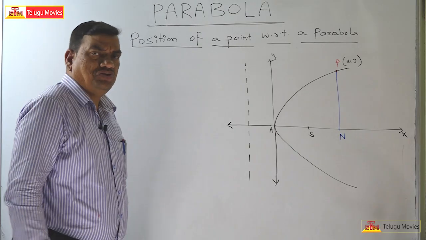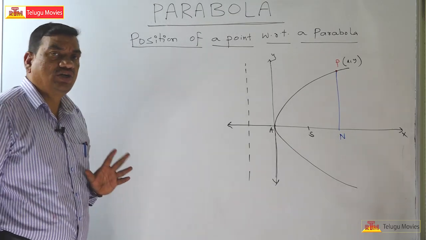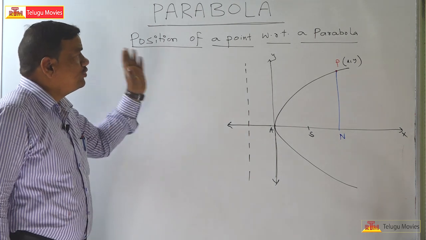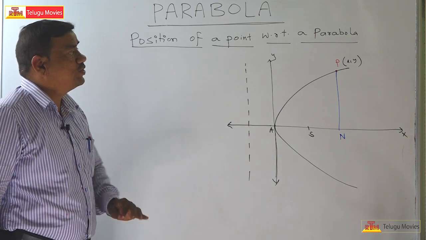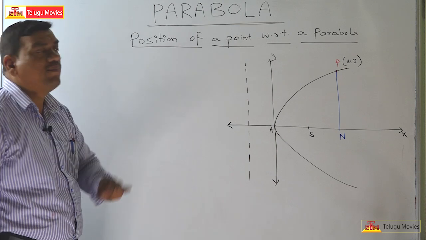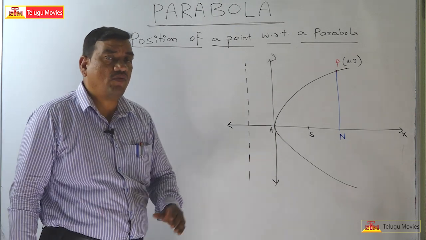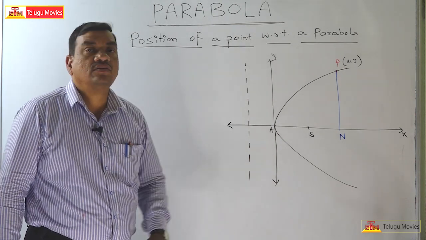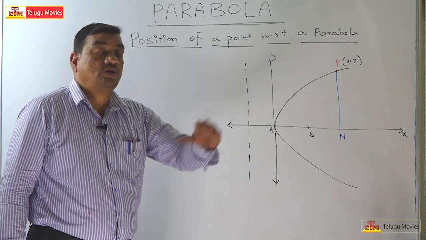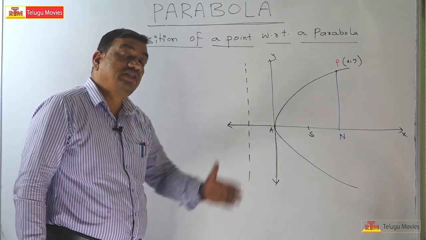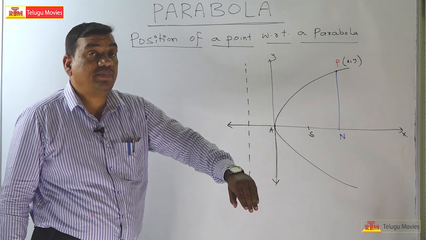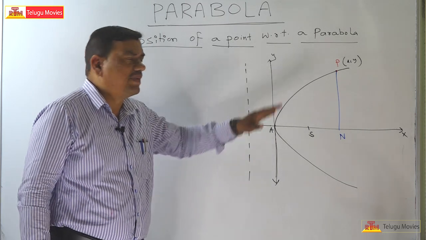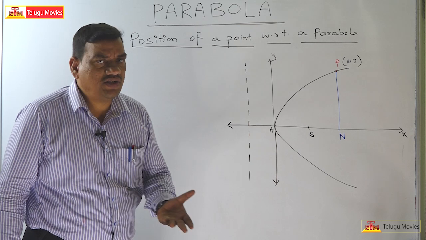Welcome back. This is a very easy concept that I am going to explain: the position of a point with respect to a parabola. Given any point x1, y1, how do we decide, without drawing the graph, whether it lies in the interior of the parabola, the exterior of the parabola, or on the parabola? On the parabola is a very clear concept.